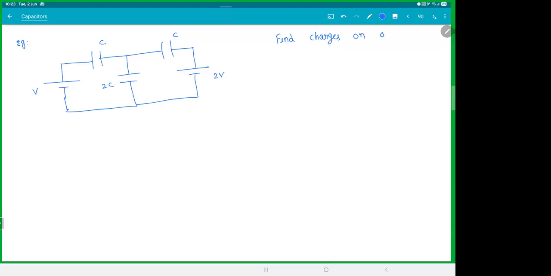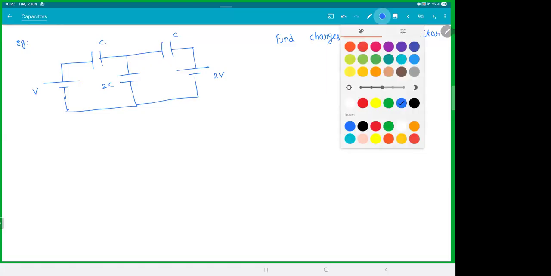You want to find charges on a capacitor. There are two ways to do this, Kirchhoff's junction law and Kirchhoff's loop law. I'll show you the junction law today. Step 1.